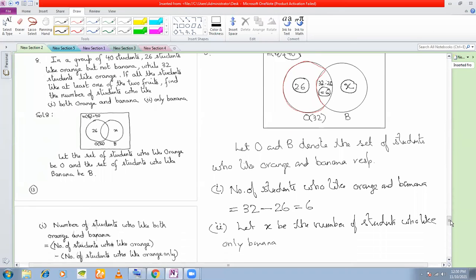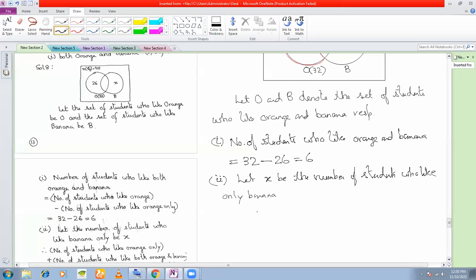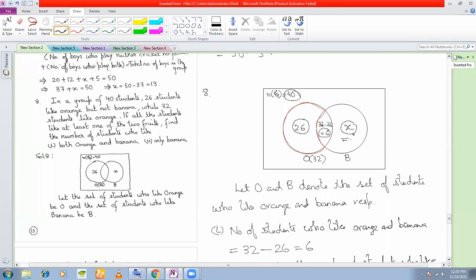So therefore, what can I write? X plus 26 plus 6 must be equal to 40, right? That means X plus 32 is equal to 40. That means X must be equal to 40 minus 32. So how many students like only banana? It is 8. So you can write here, I got the value of X, X is equal to 8. And that's it.